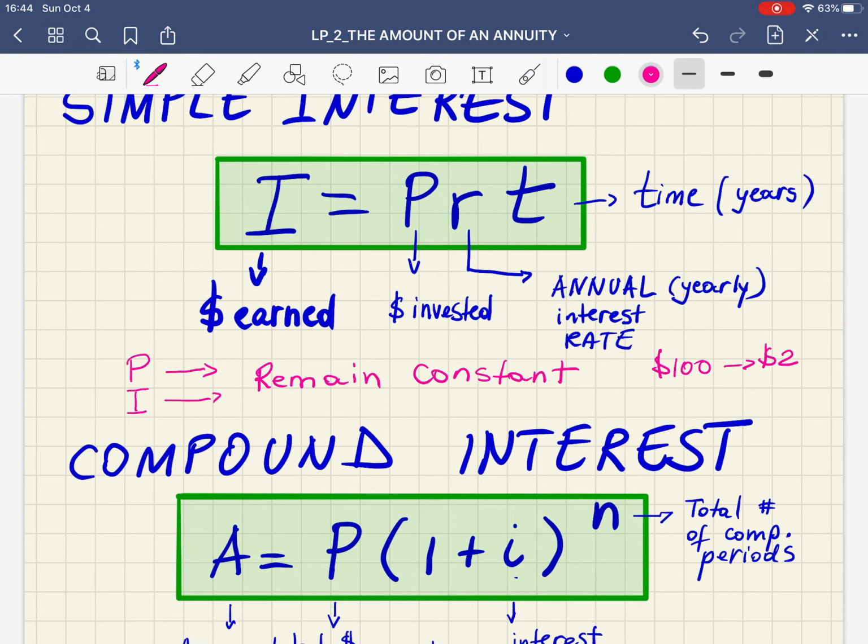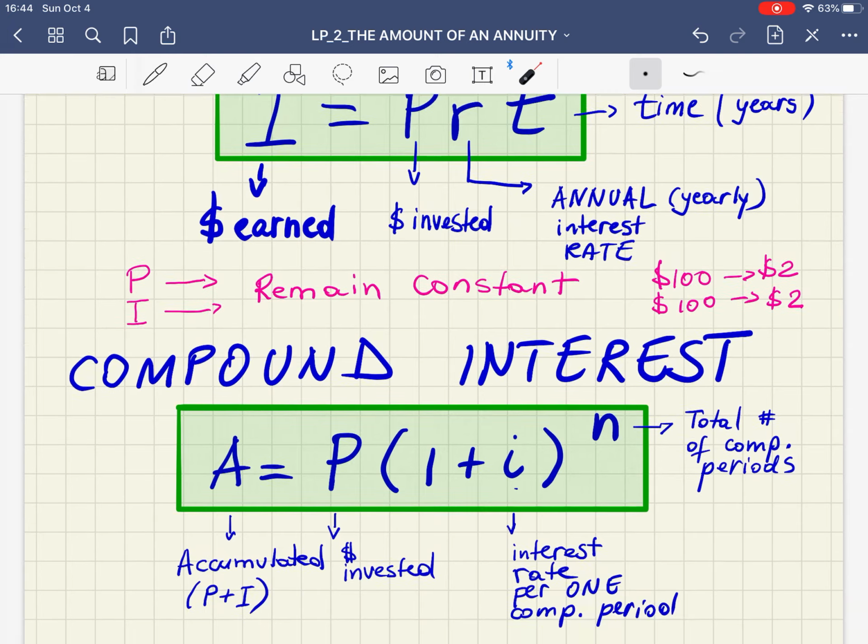The year after, you still earn interest, but the interest will always be based on the principal you first invested, so you're going to earn another $2. So you can either take the $2 out or withdraw it from your bank account or leave it in. You still earn interest only on the principal invested.